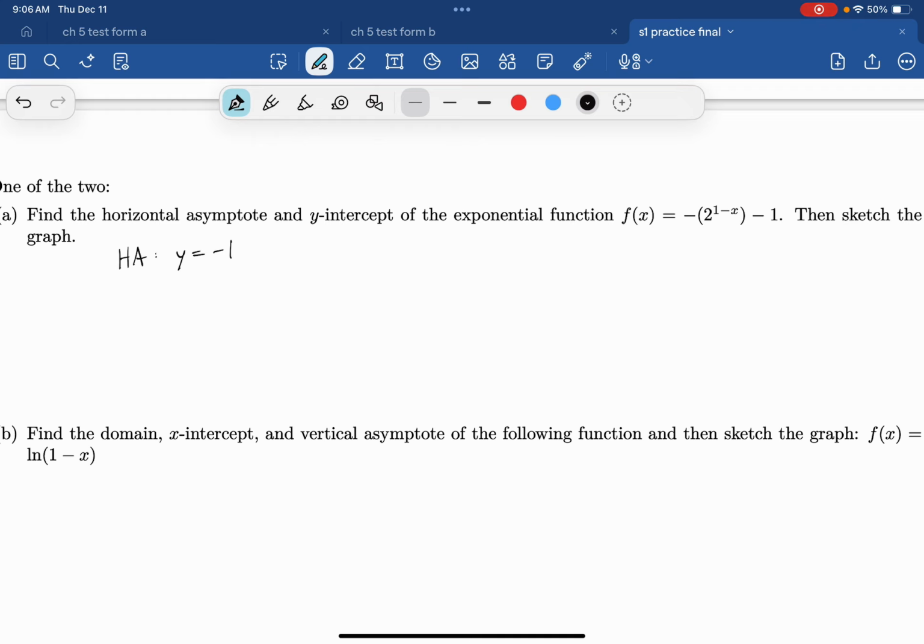Okay, it's very important to have this y equals, otherwise it doesn't make sense. The horizontal asymptote is not a number, it's a line. And so you need to have that y equals there in order to get the credit.